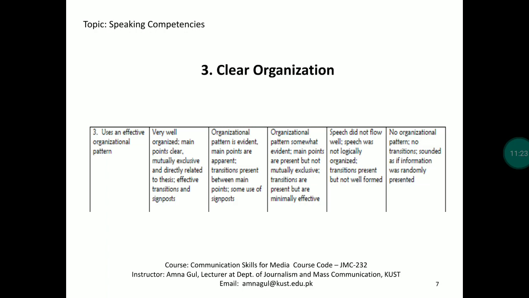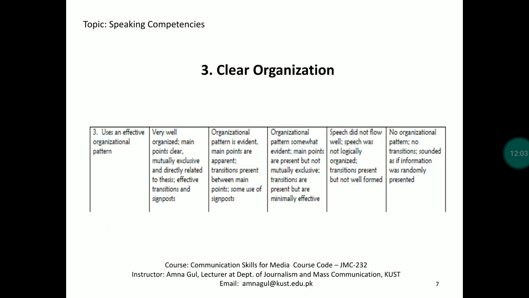For a proficient level speaker, the organizational pattern is obviously evident, the main points are apparent, there are transitions between main points, and some of the signposts are used. For the basic level student or presenter, the organizational pattern is somewhat evident. Main points are presented, but those are not mutually exclusive. Transitions are present but are minimally effective.